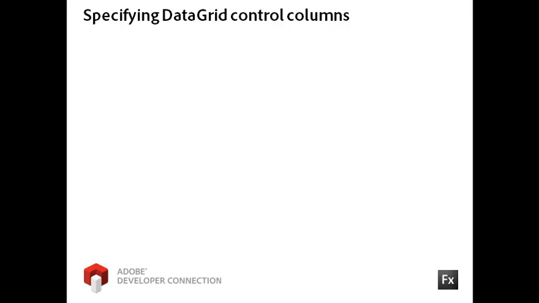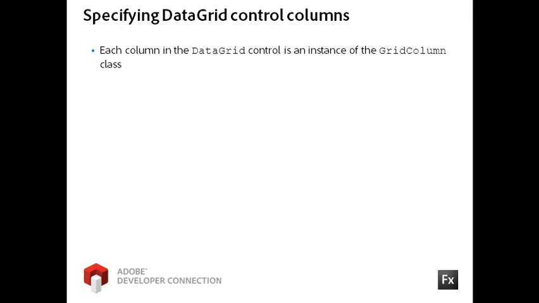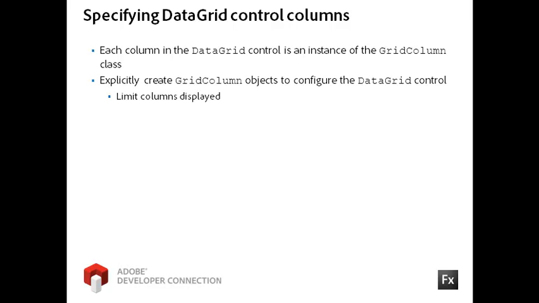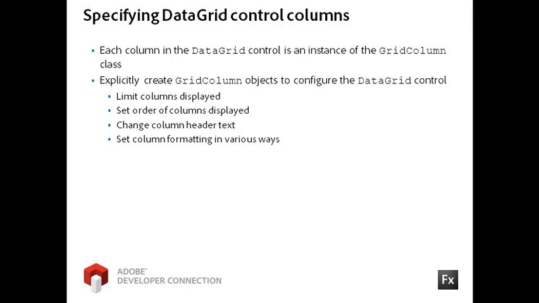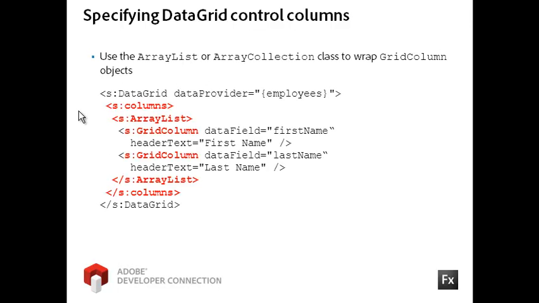If you want to modify the default display of the data grid control, then you must create an instance of the grid column class for each column of the data grid control. When you explicitly create each column, you can limit the number of columns to display, set the order in which they are displayed, change the header text, and control the formatting of the column content. This is a code sample for how to implement the column in MXML. To use the grid column class, you first create a columns property for the data grid control.